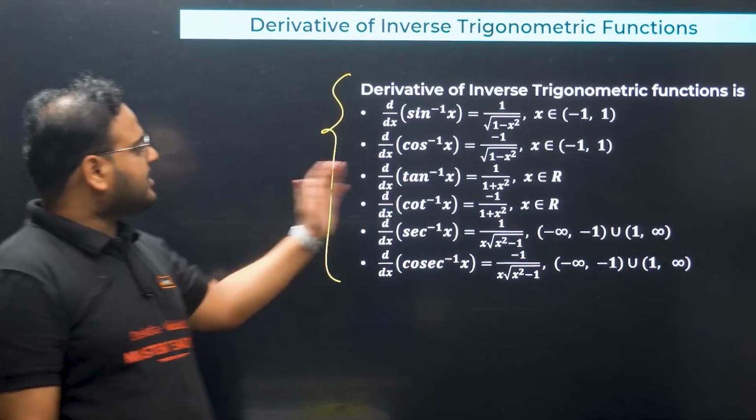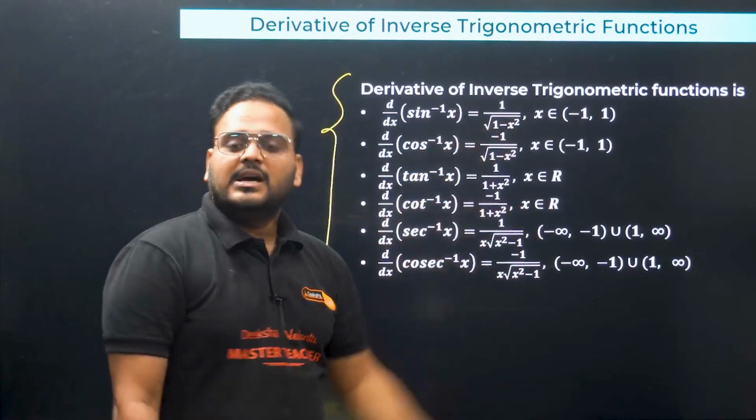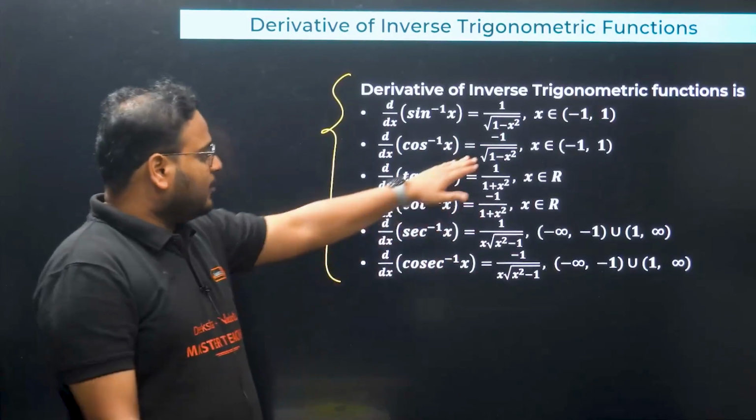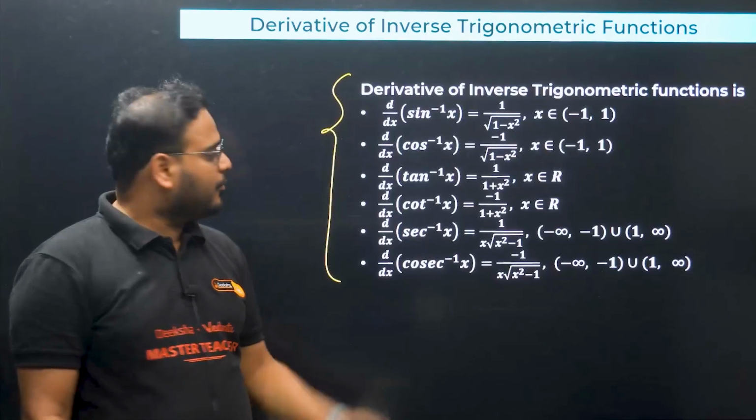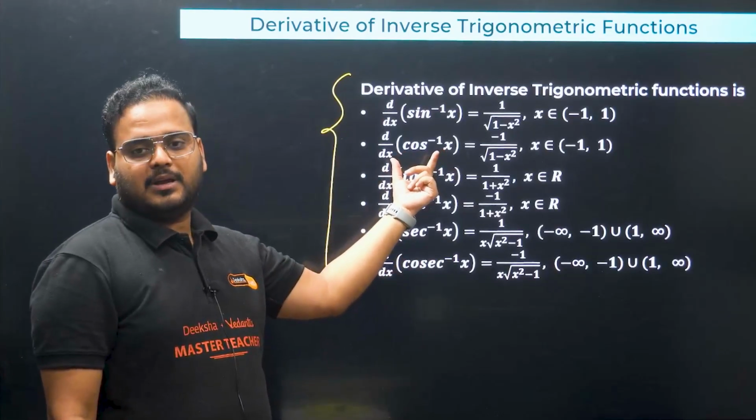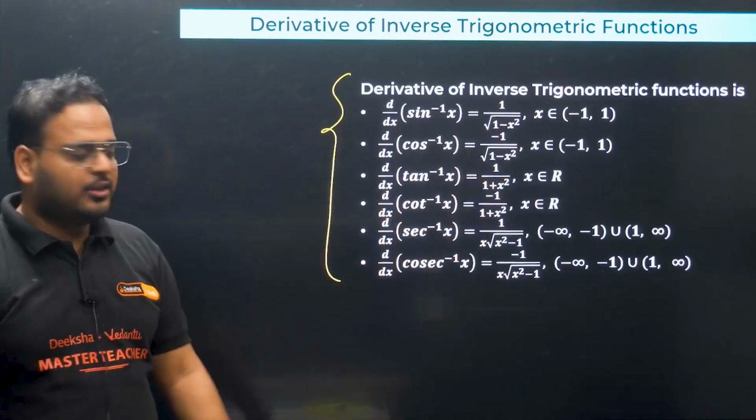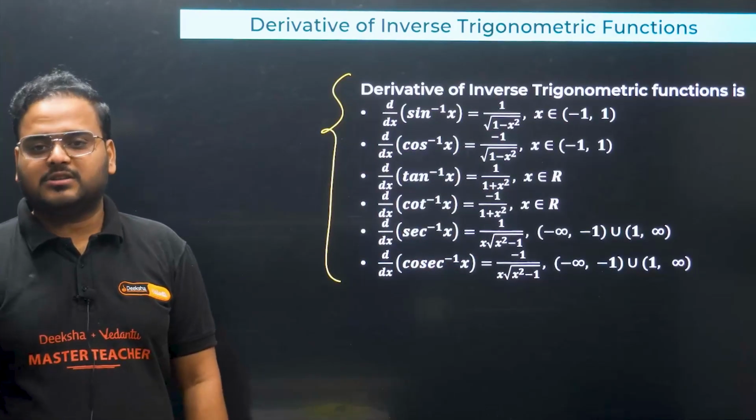Please check: 1 upon root of 1 minus x square is the derivative of sine inverse. If you change the sign of that to -1, what will happen? This will become the derivative of cos inverse of x. So they are the same, just changing the sign of 1 to minus 1. In the numerator, that is the difference between sin inverse and cos inverse.